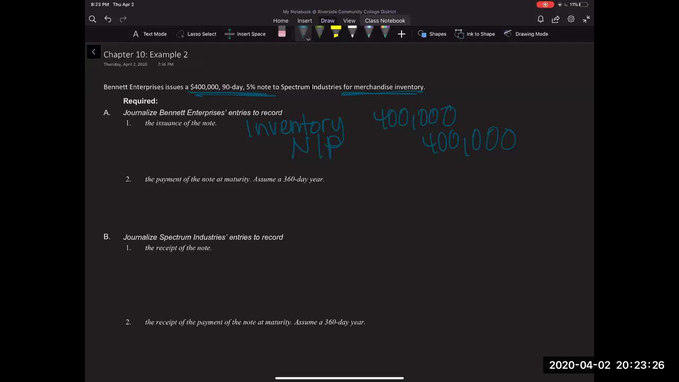Now they say the payment of the note at maturity. So don't forget, maturity means plus interest, right? The principal plus the interest, okay? And it tells us to assume a 360-day year. So to do so, we need to first find out what our interest is, right? So the interest formula is just the same. It's going to be my principal amount times my interest rate times my term over the 360 days that they provided me with.